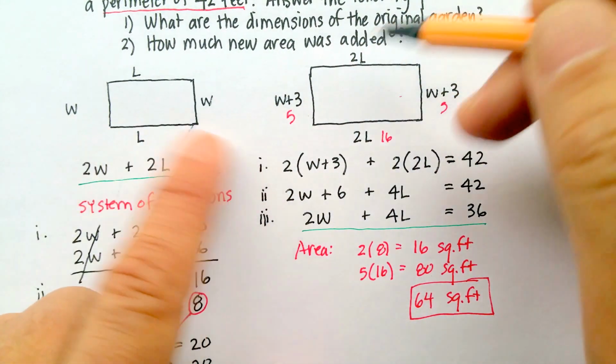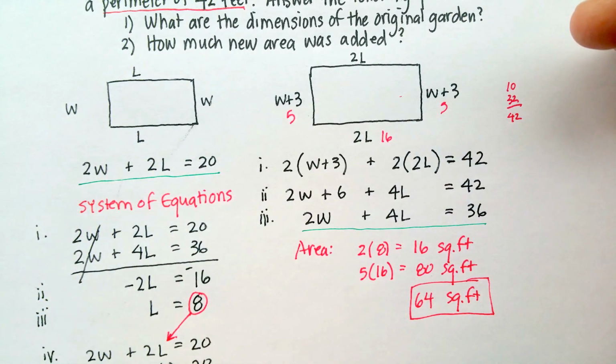And look, the perimeter didn't really increase by all that much. Isn't that interesting? Okay, I hope this was helpful to you.